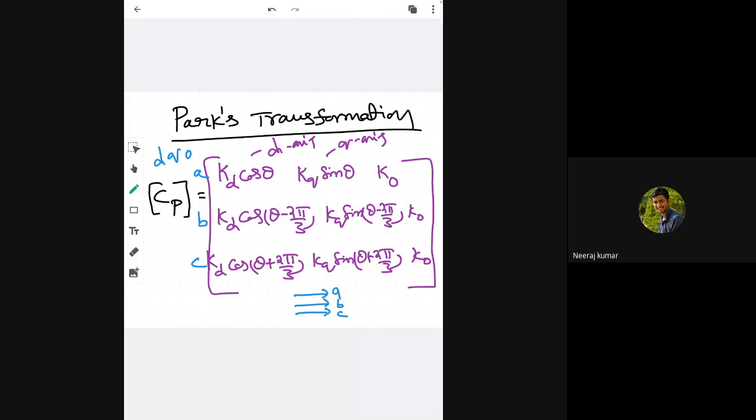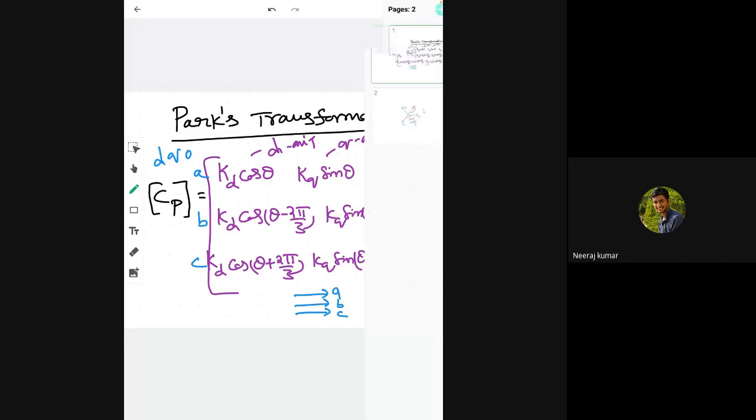Here, phase A: D-axis term cos theta and Q-axis term sin theta. The KQ value may be a minus value, so that we will see later. I am following the Padiyar book now. Refer to Padiyar. And KQ sin theta is the Q-axis term in phase A.